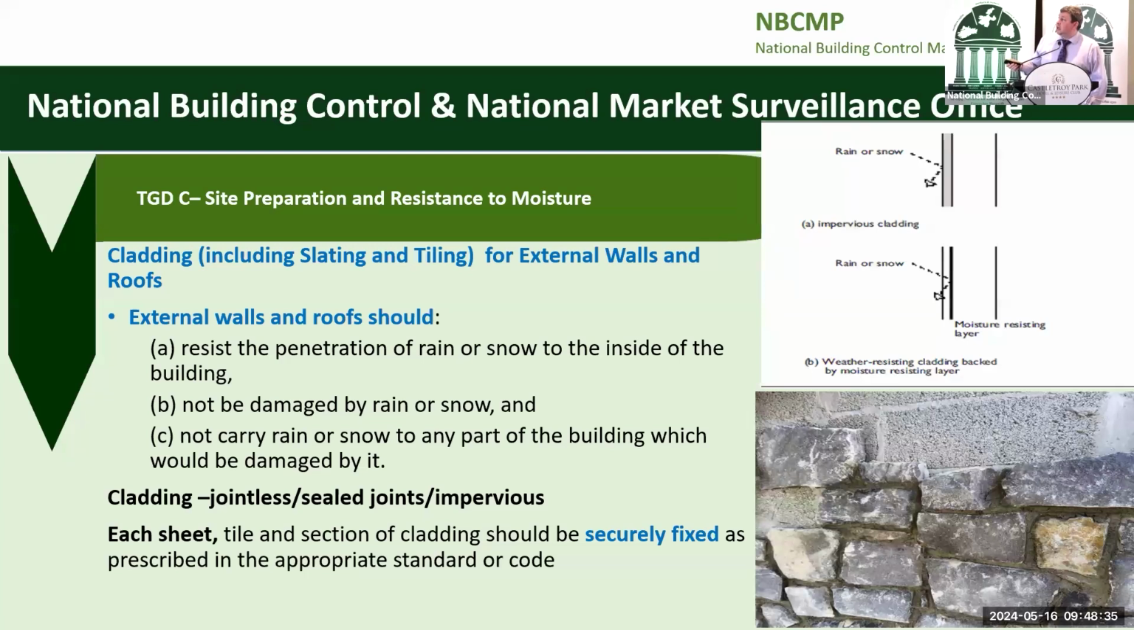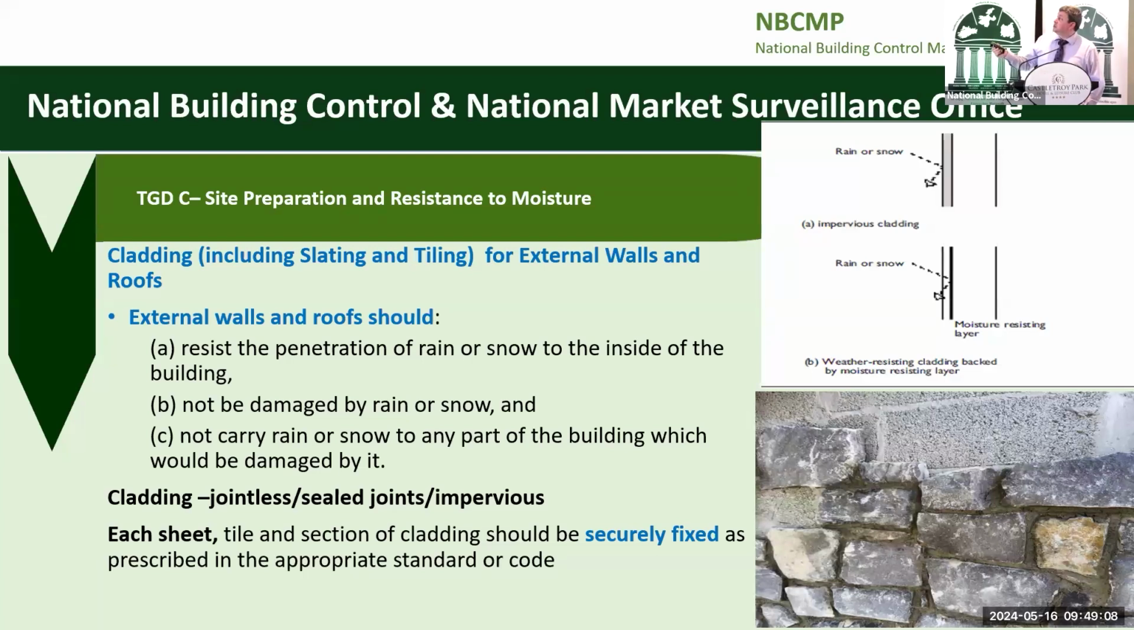Rain cladding: external walls should resist the penetration of rain or snow to the inside of the building, not be damaged by rain or snow, and carry the snow or rain away, so the building is not damaged by it. So cladding joints, and cladding is becoming more and more popular in the last 10 years, even on dwelling houses, stuff like that. And it's the cladding, what is it made of? Like if it's metal, it's going to be preventing moisture coming in.